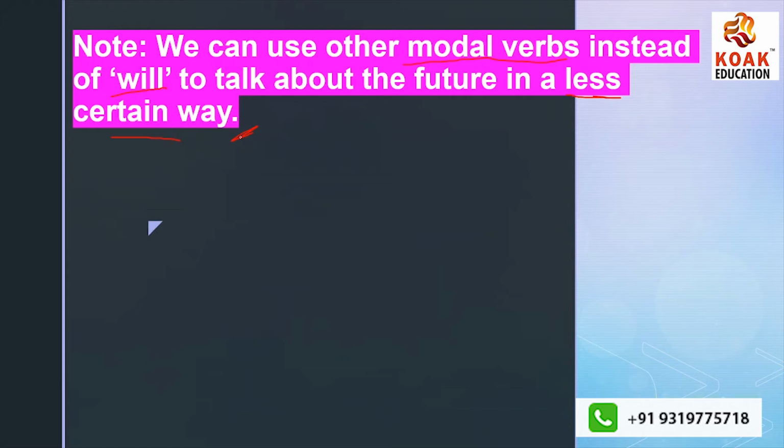Okay, for example, what are modal verbs? We have done the use of modal verbs, all of them, whether it's will, shall, can, could, may, might, or must, should, ought to. We have done all these modal verbs.